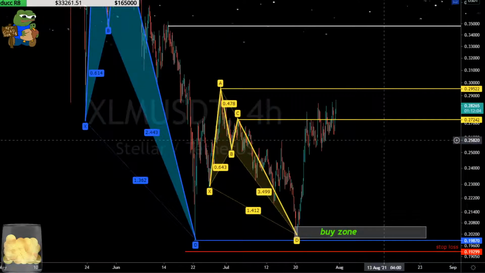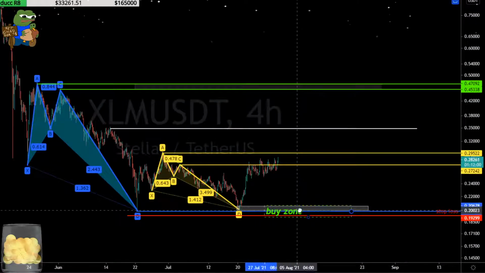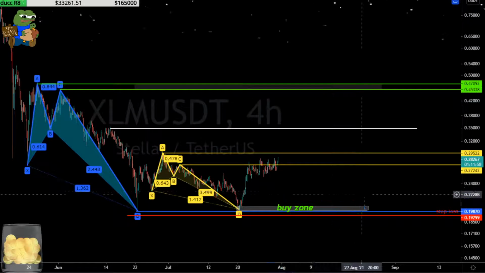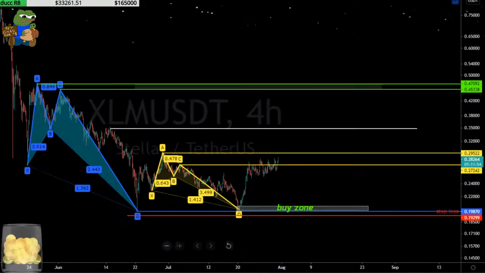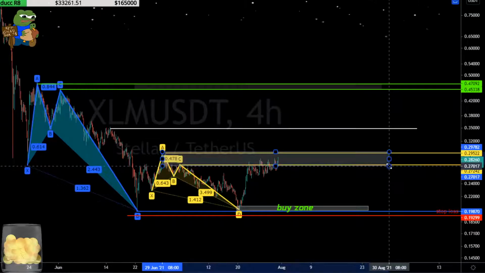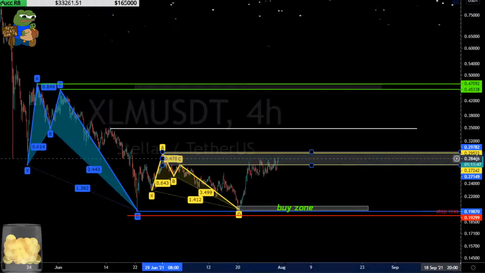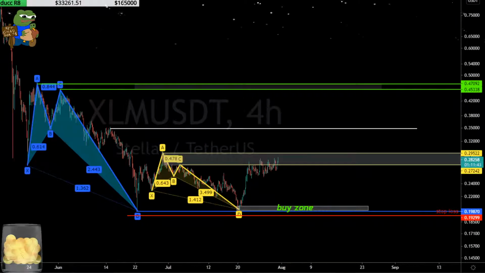Moving on. XLM, Stellar Lumen, same thing, guys. Look at this. We had our buy zone down here. Okay, stop was below the previous low. We rallied, and you are in the zone between the A and the C. Okay, so pretty crazy stuff, right?